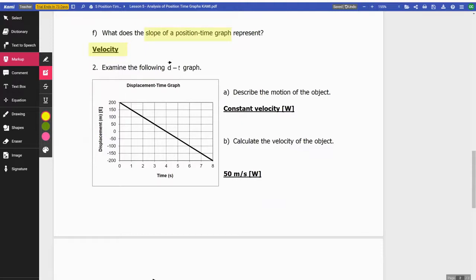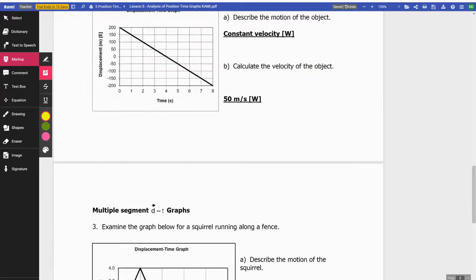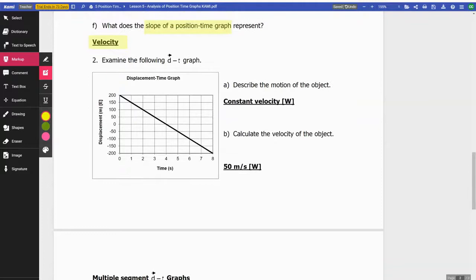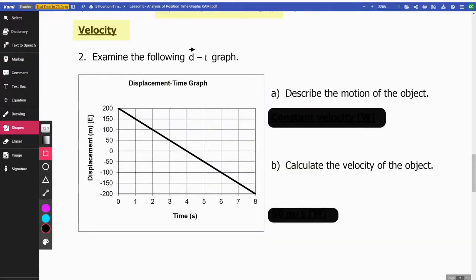Number 2 is asking you to describe the motion of an object. They're asking you to examine the other position time graph. The first one asks you to describe the motion. So go back up there, right? We were saying that there are different choices that you could put down. So it is a straight line. And we already talked about how if it is a straight line, it has to be going at a constant velocity.